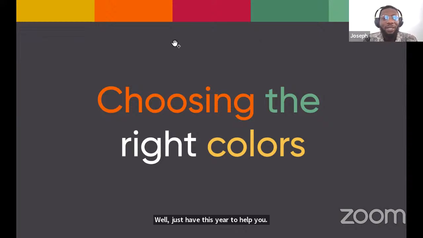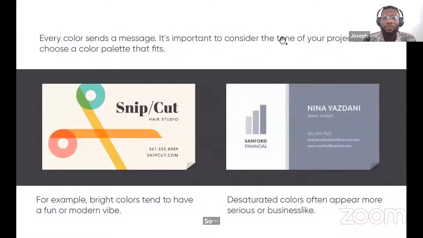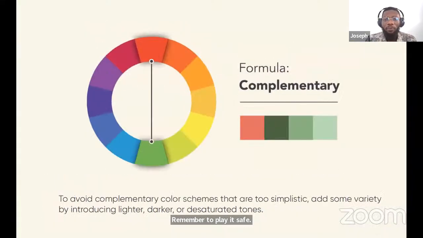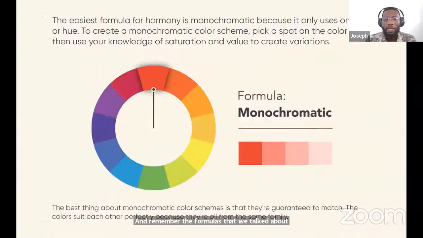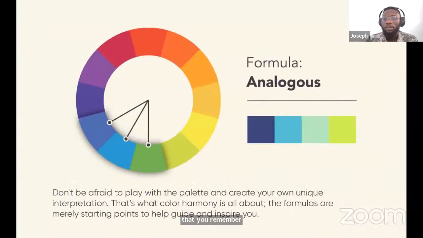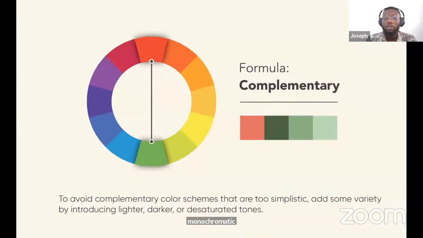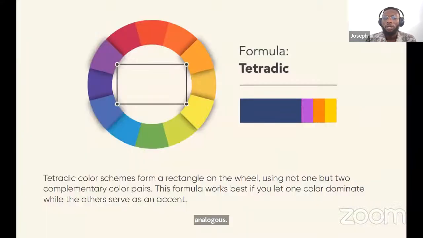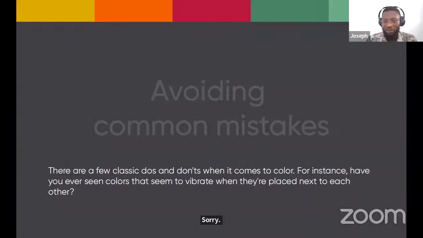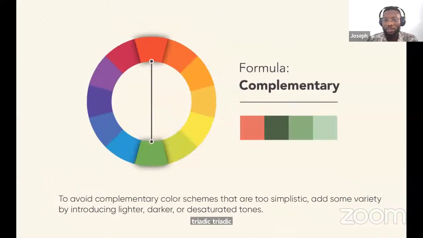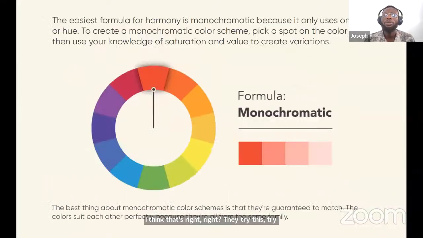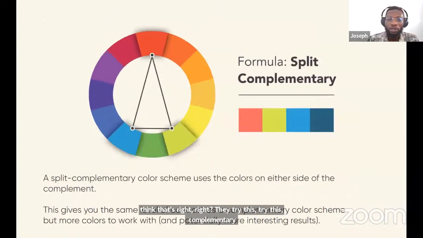So, to choose the right color, remember to play it safe and remember the formulas that we talked about. Start to remember monochromatic, analogous, complementary, tetradic, triadic. I think that's 5, right? Tetradic, triadic, complementary, analogous, and monochromatic. So those are 5 formulas.